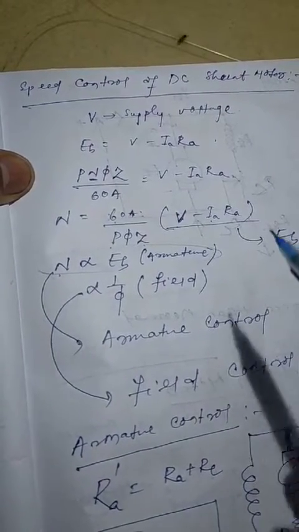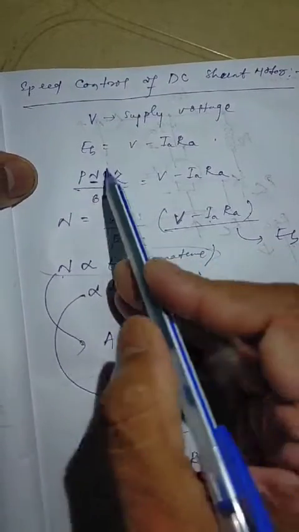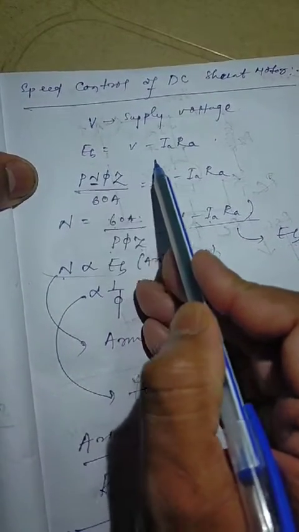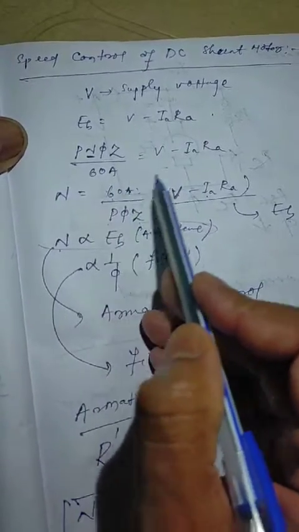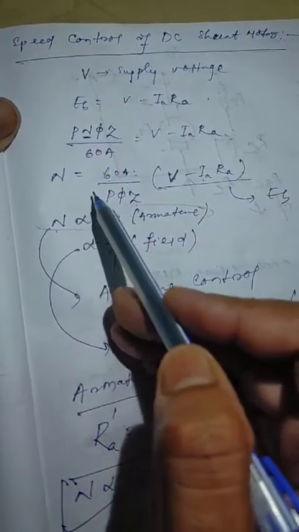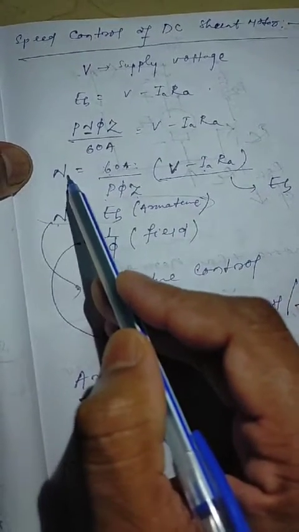See, first you have to understand on what factor the speed will be depending. Already you have seen earlier that the back EMF equation is this one. In place of EB, I can write PNphiZ by 60A, that is equal to V minus IaRa. So what is the N here? Because what is actually N? That is nothing but the speed.